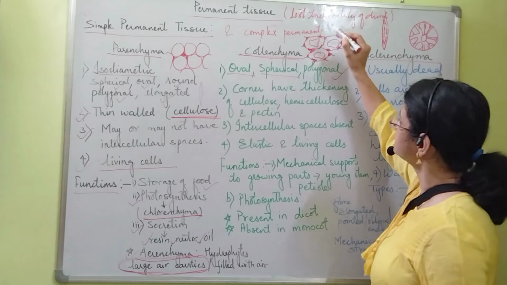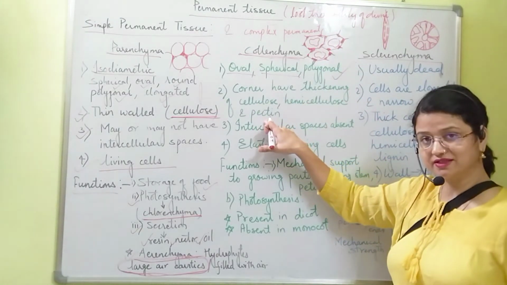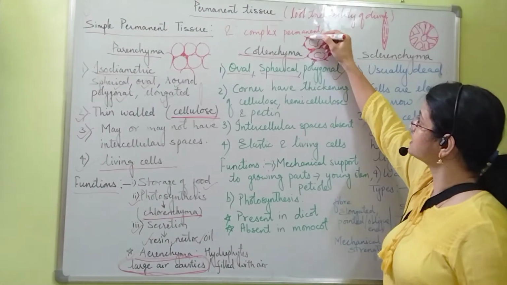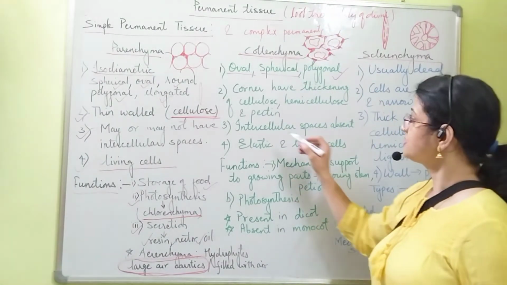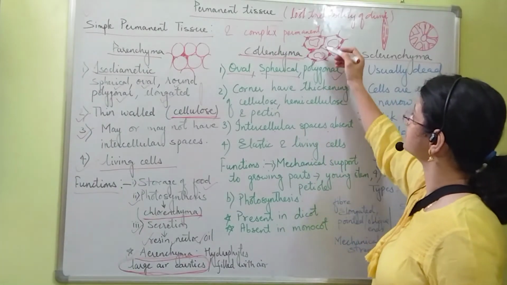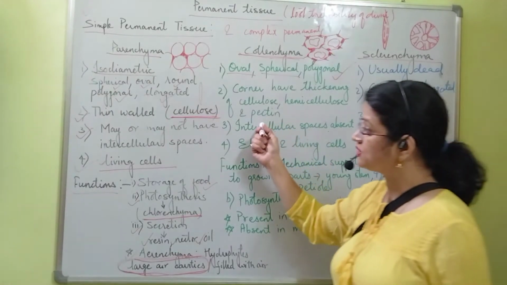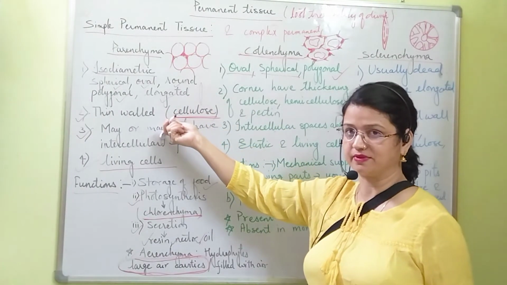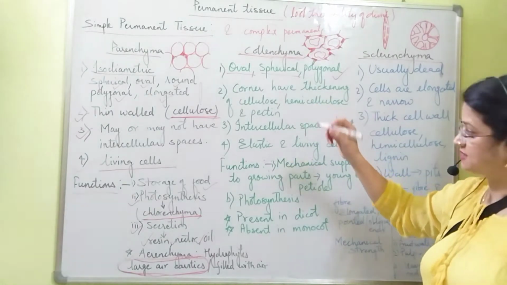Clear? And this thickening is of what? It is of cellulose, hemicellulose and pectin. These substances get deposited at the corner in the collenchymatous cell. Intercellular spaces are absent here. We cannot see any intercellular space. Intercellular space may be present in parenchymatous cells, but it is absent in collenchymatous cells.